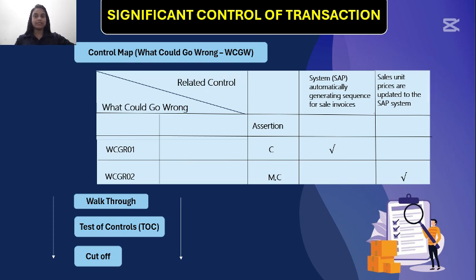Fifth one is the test of control. Evaluate whether controls are functioning effectively. Sixth one is the cutoff. Ensure the transactions are recorded in the correct period. By structuring the system properly and using flowcharts, business can improve efficiency, reduce the risks and strengthen internal control for smooth operations. Next, Rasitha will explain planning materiality.